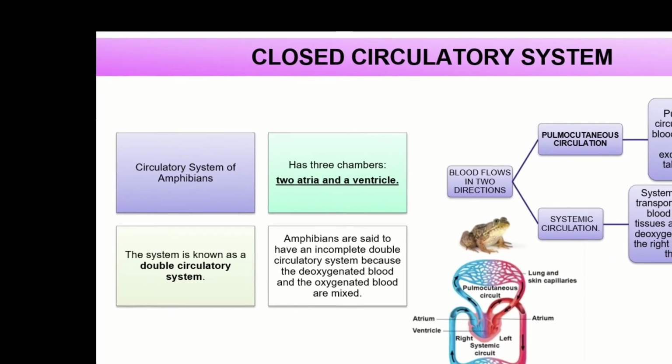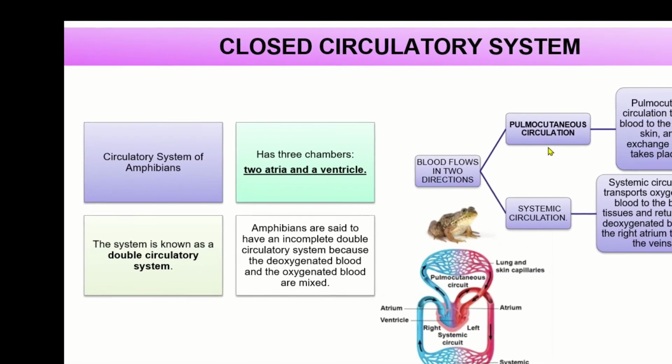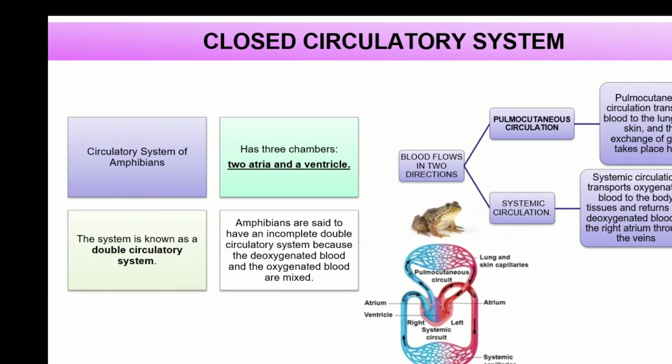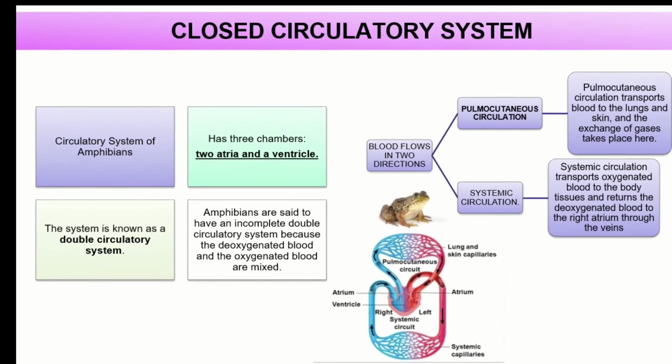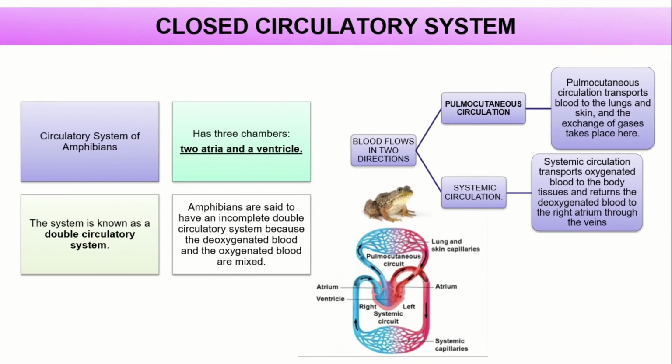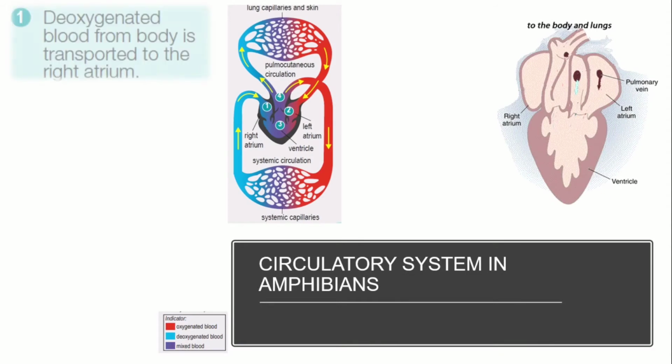Blood flows in 2 directions. The first one is the pulmocutaneous circulation. It involves the transport of blood to the lungs and the skin, and the exchange of gases will take place here. The second circulation is systemic. Systemic circulation will transport the oxygenated blood to the body tissue and return the deoxygenated blood to the right atrium through the vein. We are going to discuss more details about the circulatory system in the amphibian.